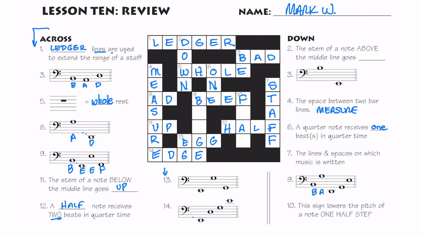Number 9. Here's a B. That's an A. Now below the staff, G, F, E, D. Here's a G, and here's an E. Badge, B, A, D, G, E. Number 10, this sign lowers the pitch of a note 1/2 step. F-L-A-T.